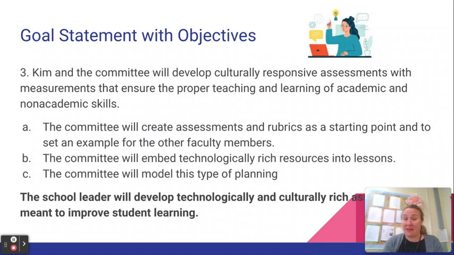The committee can embed technologically rich resources into those assessments and rubrics or into the lessons. And again, the committee will model this type of planning with the objective being develop technologically and culturally rich assessments meant to improve student learning. The whole goal here is to get the students to average or above average and to stop kind of hanging out in that below average area.